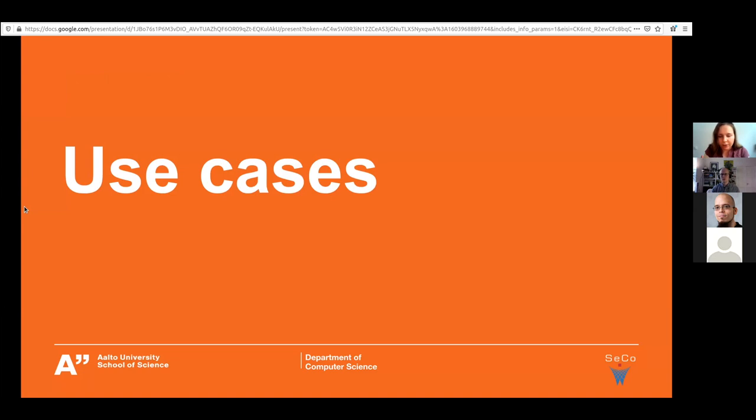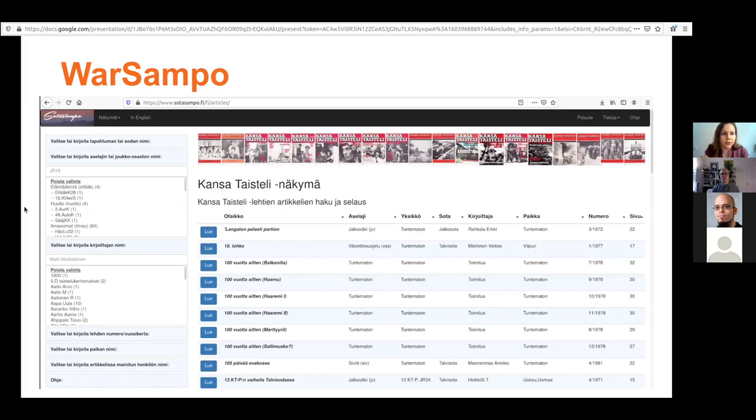So briefly about some of the use cases where we have used knowledge extraction. First of all, we have the War Sampo Portal. The War Sampo Portal enables study of war history and destinies of people in the war from different interlinked perspectives. And here we have an example from the Kansataisteli article perspective, where we have facets where you can browse based on different topics that have been extracted from the magazine articles. And in the center, you have the magazine articles, which you can open and read. We have also done some subject indexing for these articles where you can also search them based on some keywords we have extracted.